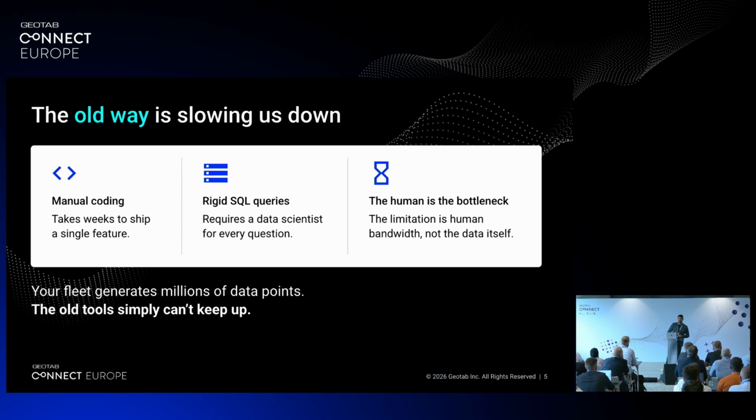The main thing with the vibe shift is that your fleets are generating millions of data points. Now, it's difficult to go through that much data. Manual coding takes weeks to ship. SQL queries require entire teams of people looking into different queries. And eventually, like I mentioned with AI fatigue, the human is sometimes the bottleneck, but the human brain is not the bottleneck. What you can think of, you can actually do now and get done.